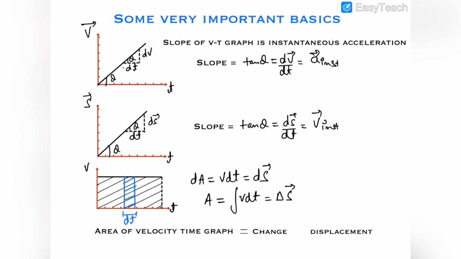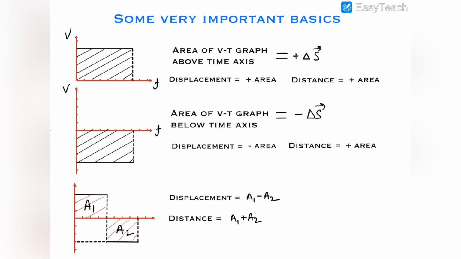You should note it very carefully that the area of velocity time graph gives change in displacement and not displacement. Okay, now let us discuss about the area of VT graph. We have already discussed that area of VT graph is delta S, change in displacement.